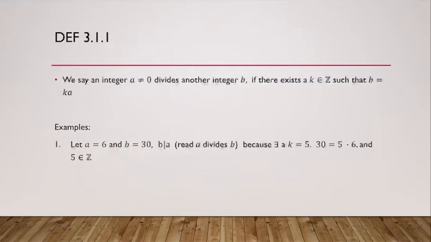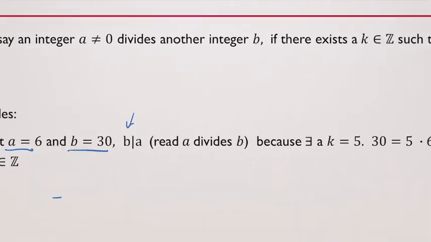So definition 3.11 on page 94 says that if we have an integer a that doesn't equal 0 and it divides a bigger integer b, then there exists a k such that b equals ka. So if I have a is 6, for example, and b is 30, we would read a divides b, we could write it like this, because there exists a k of 5, because 30 equals 5 times 6, and 5 is an integer.